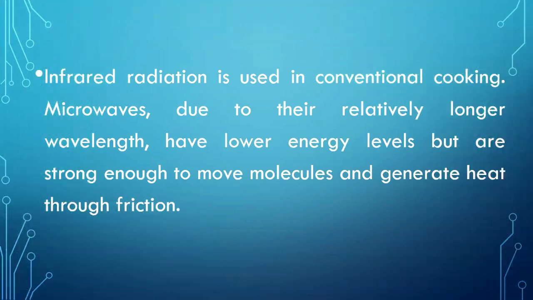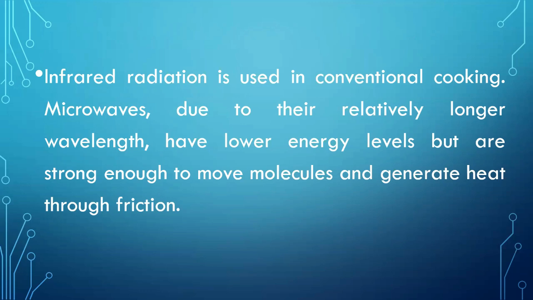Now coming to infrared radiation, it is used in conventional cooking, that is, microwave. Microwaves, due to their relatively longer wavelength, have lower energy levels, but are strong enough to move molecules and generate heat through friction. Three types of ionizing radiation are approved to be used for food irradiation.